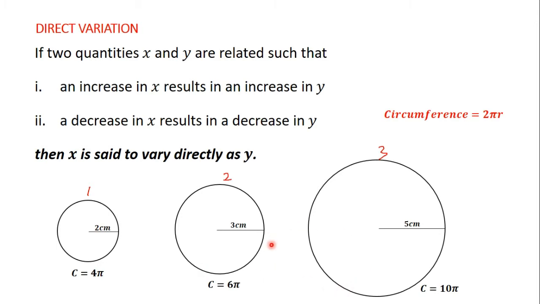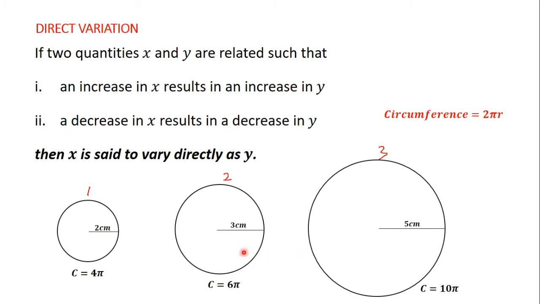If you look at it from the opposite direction, as the radius decreases from 5 centimeters to 3 centimeters, the circumference will also decrease from 10 pi to 6 pi. In the same way, as the radius decreases from 3 centimeters to 2 centimeters, the circumference also decreases from 6 pi to 4 pi. So, as the radius decreases, the circumference also decreases. So if you look at it in the forward direction, we can see that as the radius increases, the circumference increases. And in the opposite direction, as the radius decreases, the circumference decreases.